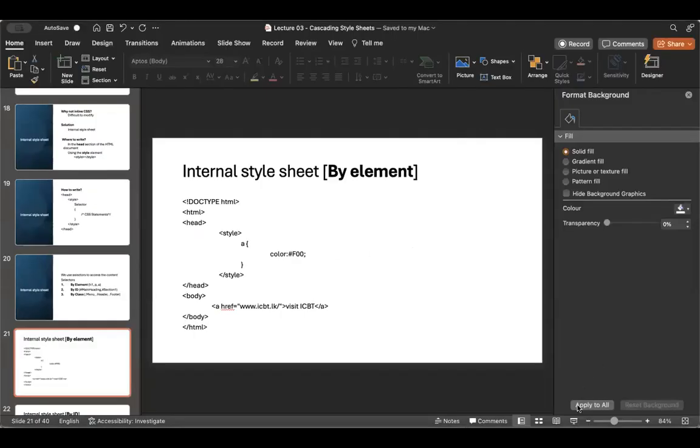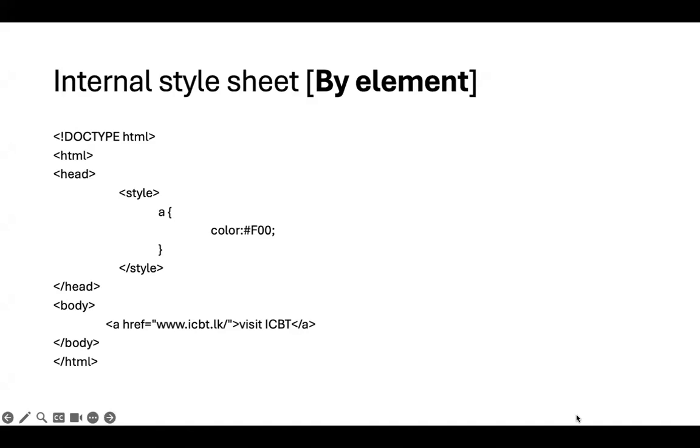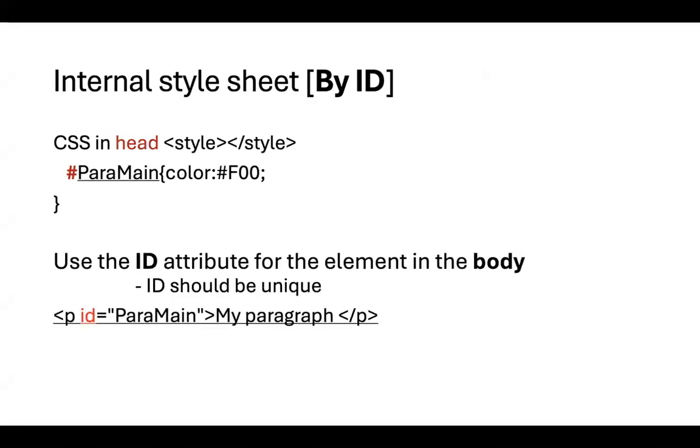Let's see the other parts. Okay, the next one, by ID. Once we are giving the style by ID, first of all, you need to give the ID attribute to the element. So if, let's say, we are giving the style for the paragraph, you need to give a unique ID for the paragraph like this. ID should be unique, right? So this main is unique to this my paragraph, right?